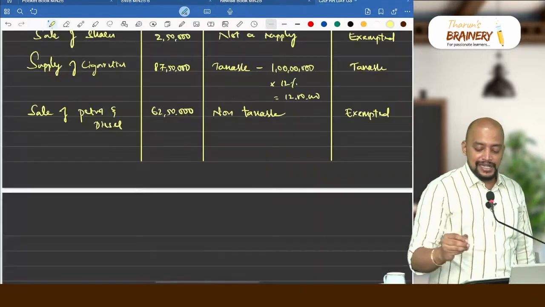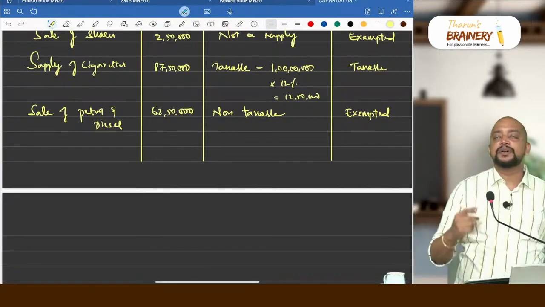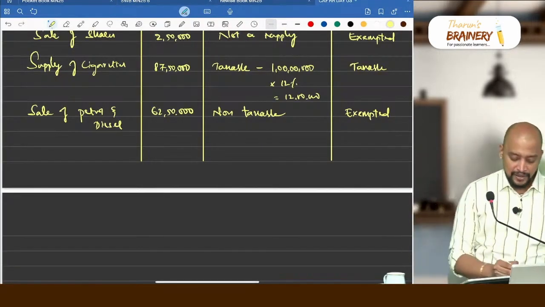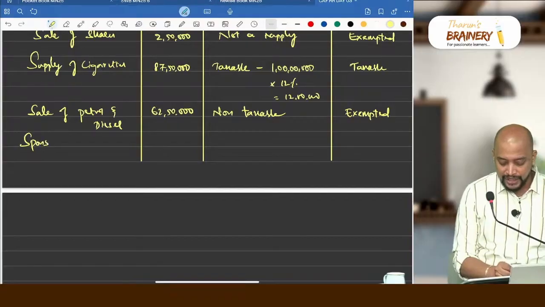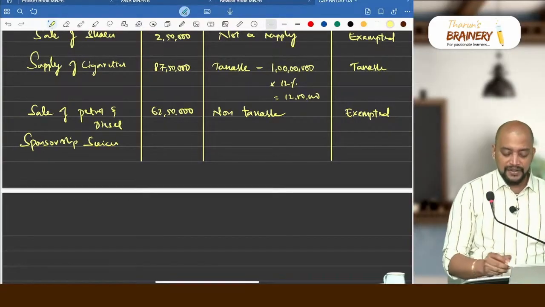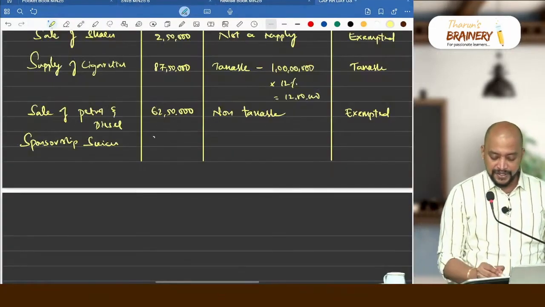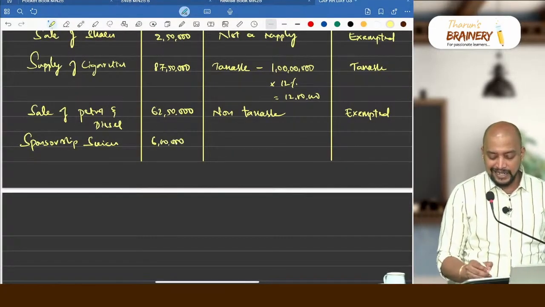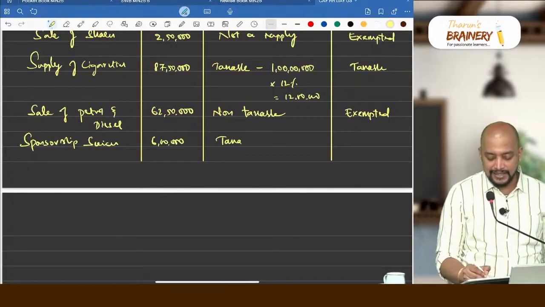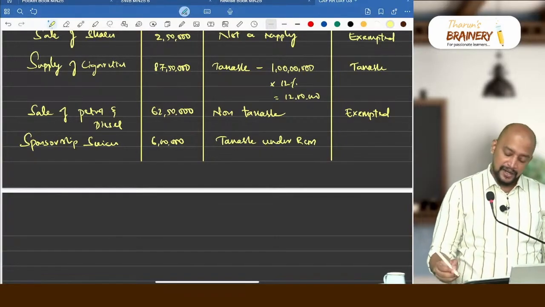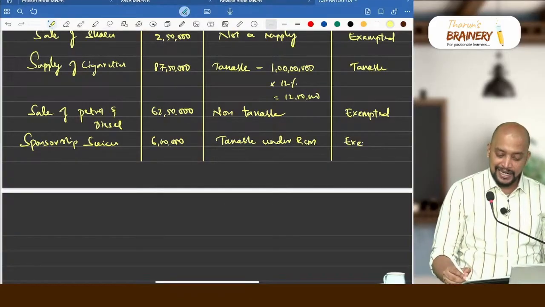So even though it is taxable under RCM, for ITC purpose it will be treated as exempted. So sponsorship services. What is the value of sponsorship services? 6 lakhs. Sponsorship service is 6 lakhs and it is actually taxable under RCM. Means don't add it to this person's liability, but for ITC purpose it will be treated as exempted.